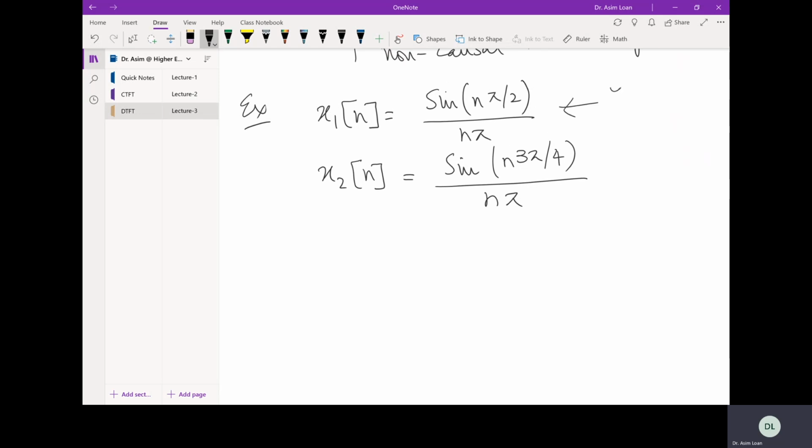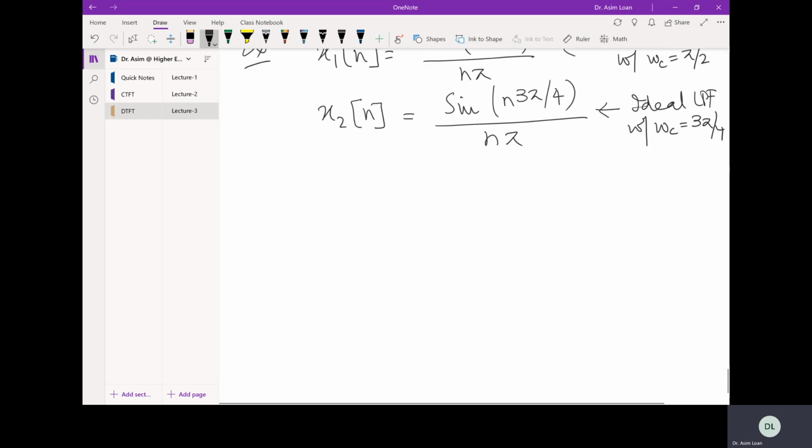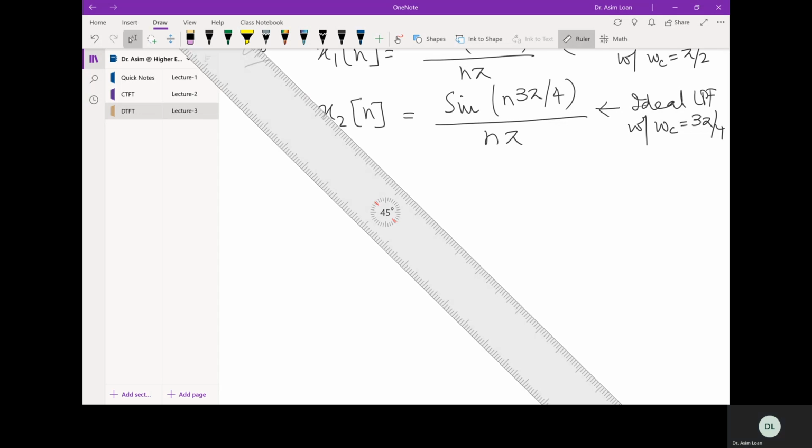So obviously this is an ideal low pass filter with omega c equals pi by 2. This is an ideal low pass filter with omega c equals 3 pi by 4. Okay, so let me sketch this here.